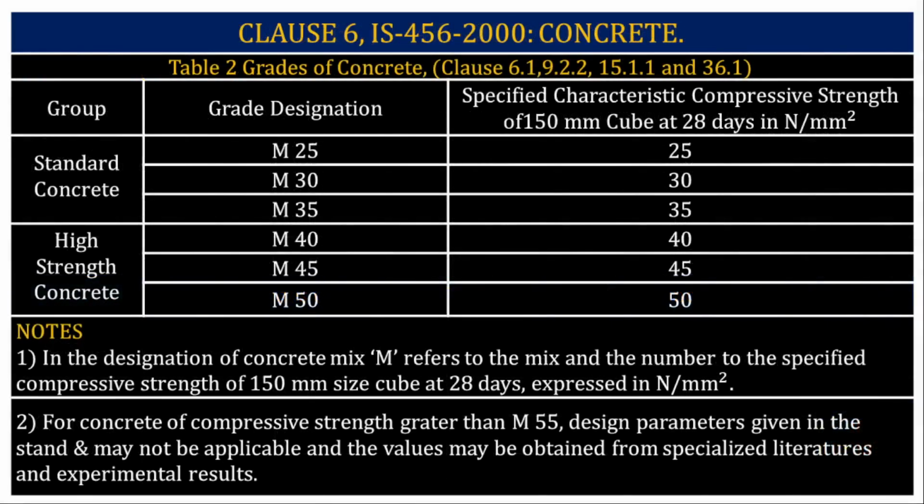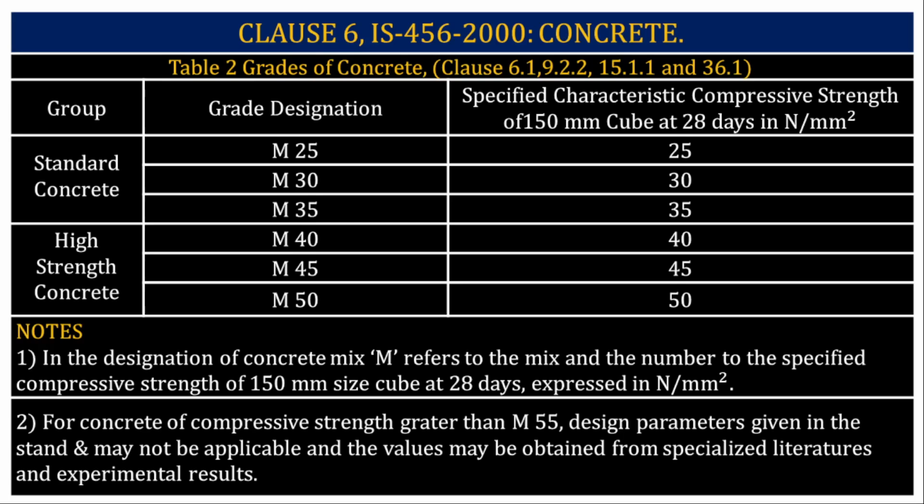Continuation of Clause 6, IS-456-2000, concrete and Table 2. Concrete with grade designation M25, M30 and M35 belongs to the standard concrete group. Grade designation M25, characteristic compressive strength 25 Newton per square millimeter. Grade designation M30, characteristic compressive strength 30 Newton per square millimeter. Grade designation M35, characteristic compressive strength 35 Newton per square millimeter.